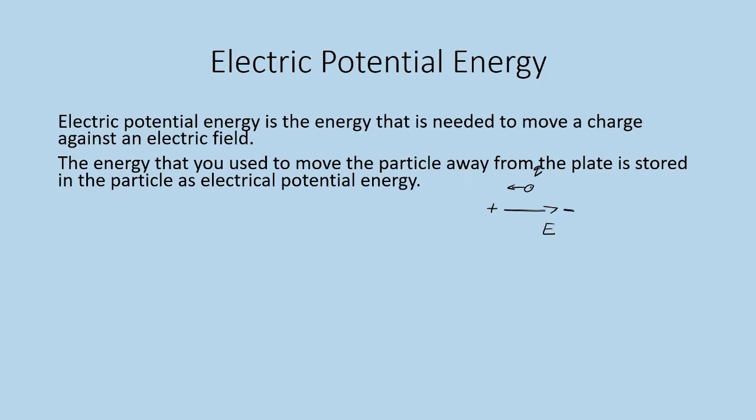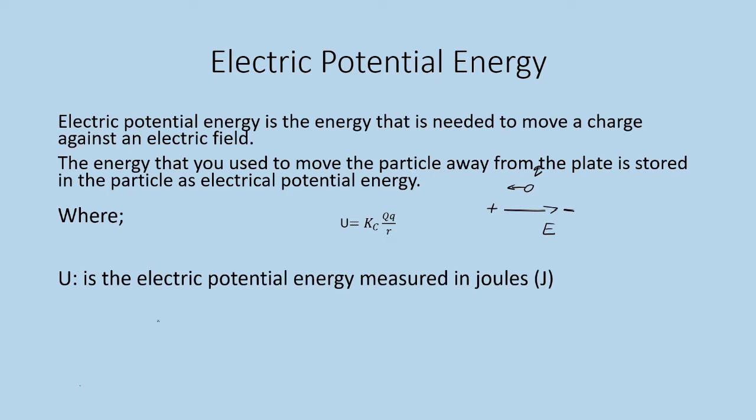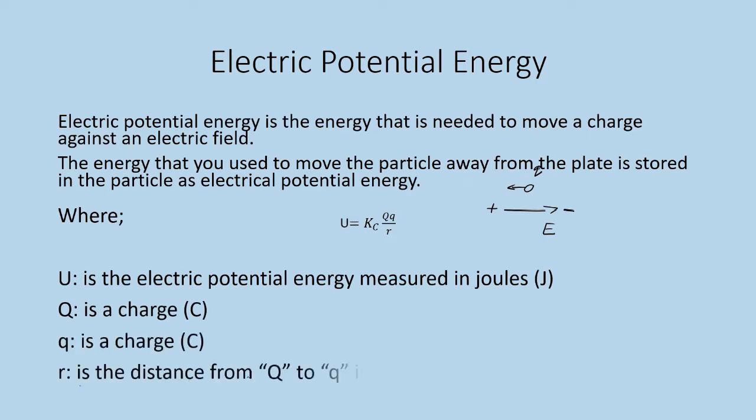So this energy is stored in the particle in the form of electrical potential energy, where the formula for electrical potential energy is U equals Kc Q over R, where U is the electric potential energy, measured in joules. Q is a charge in coulombs. Q is the other charge in coulombs. R is the distance from Q to Q in meters.